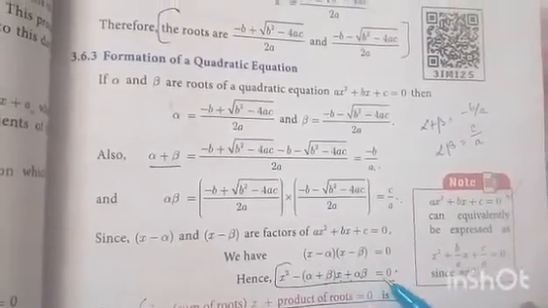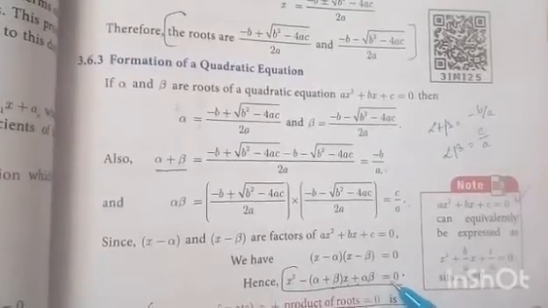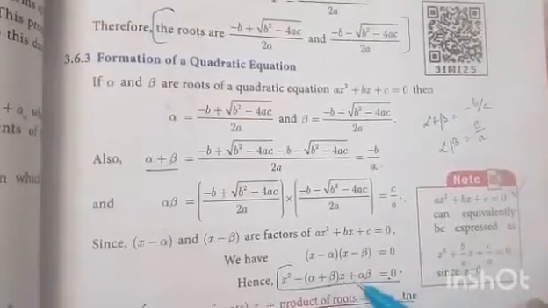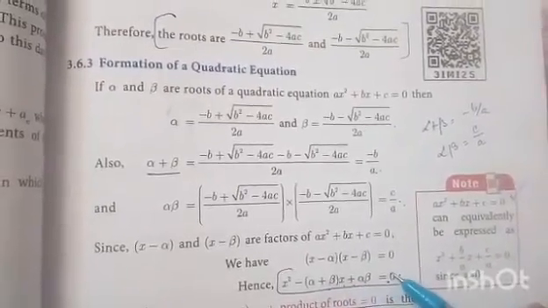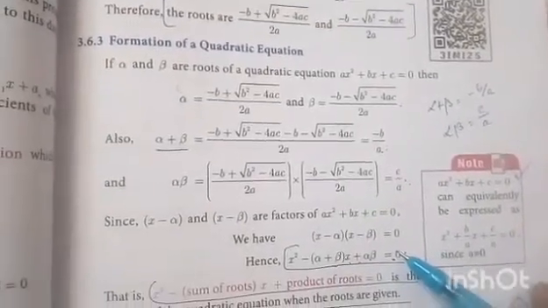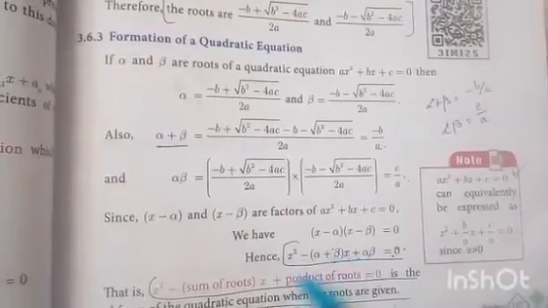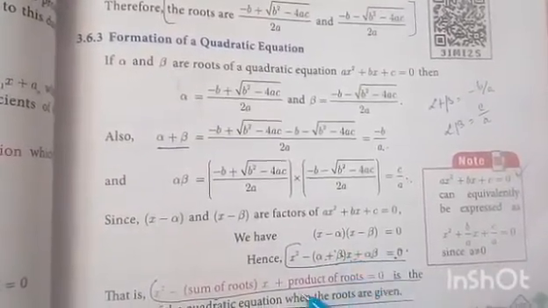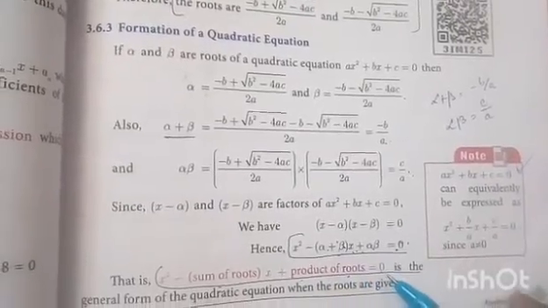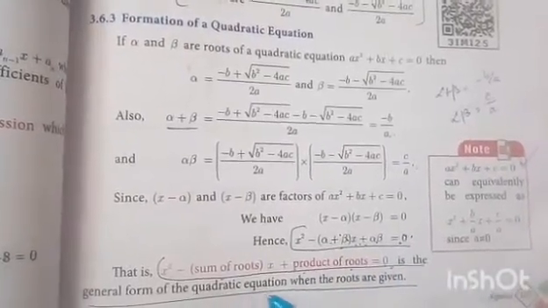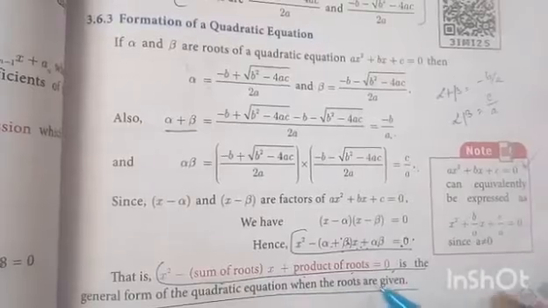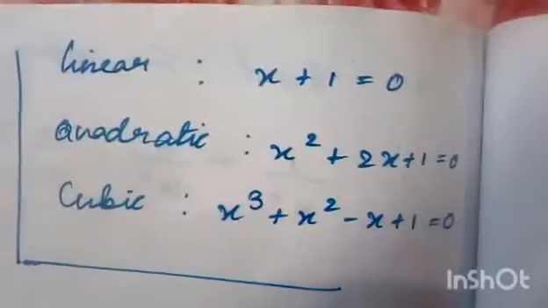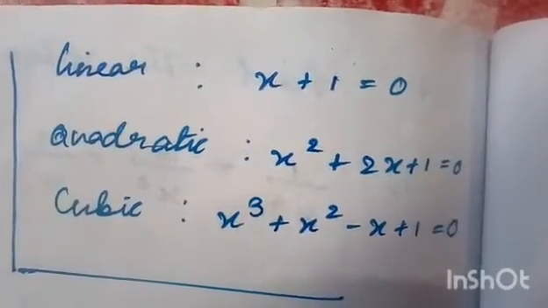This is the quadratic equation. When two roots are given, we have to follow this formula to get the quadratic equation. That is written as x square minus sum of roots into x plus product of roots is equal to 0, the general form of a quadratic equation when the roots are given. Students, we just have to recall this.